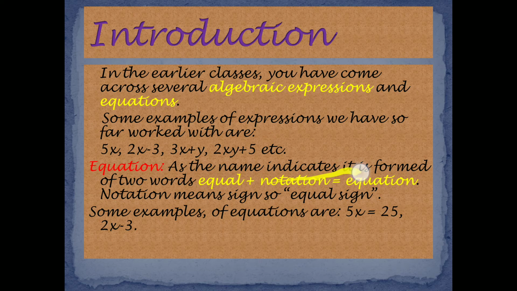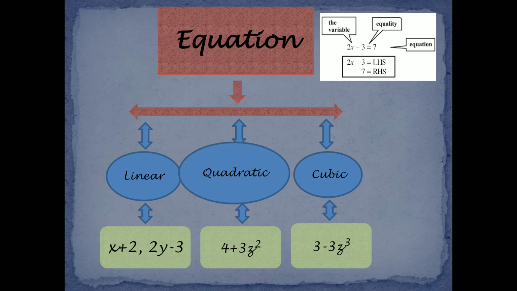So if there is an equal notation or equal sign in any algebraic expression, then it is known as an equation. For example, 5x is equal to 25. This is also an equation where you have only one term at the left hand side and at the right hand side. Okay, but here 2x minus 3 will not be an equation because the equal sign is not given over here. That will only be an algebraic expression.